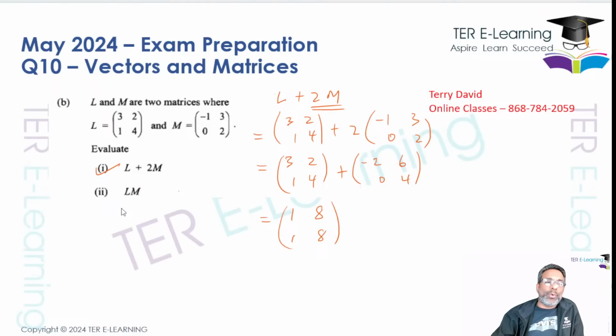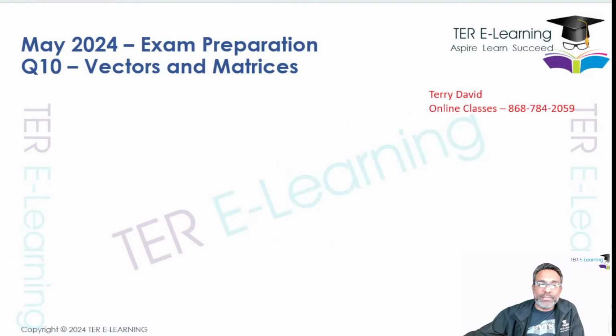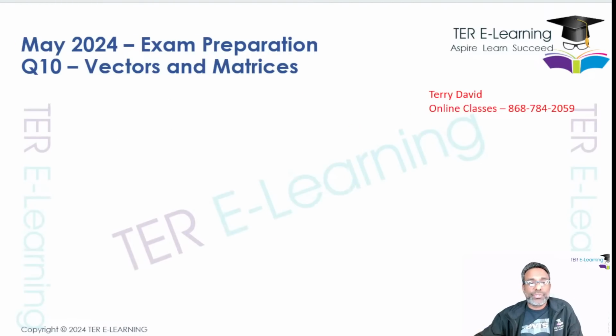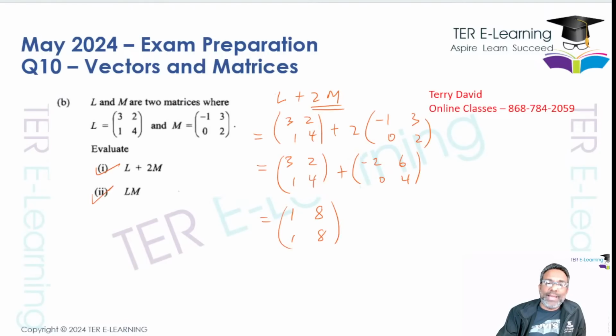All right, the next thing that we want to work out here is this matrix multiplication LM. For this one, I'm going to do it in a little more detail because some of you probably haven't even done this in school. So we have L and we have M.